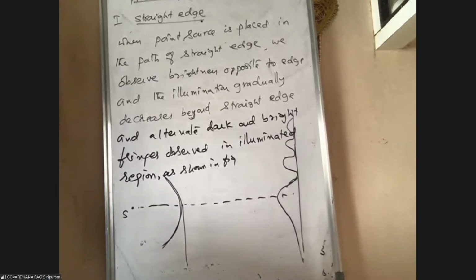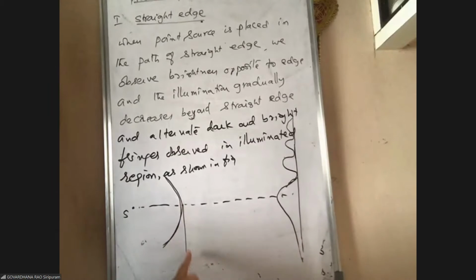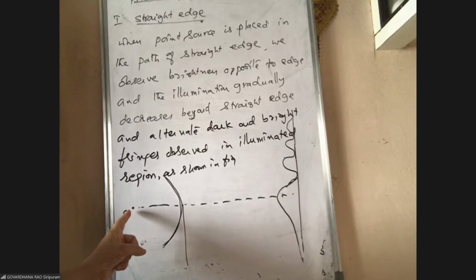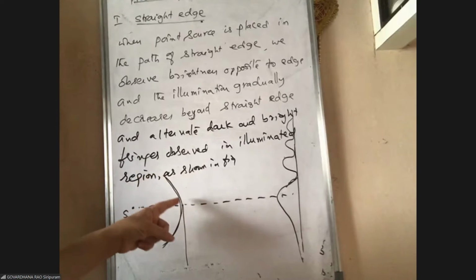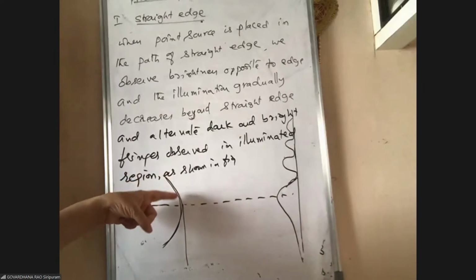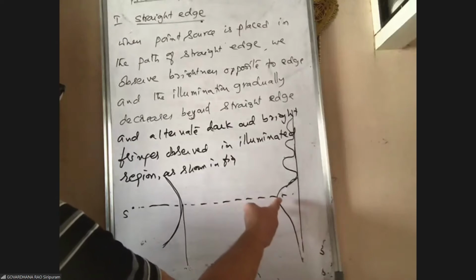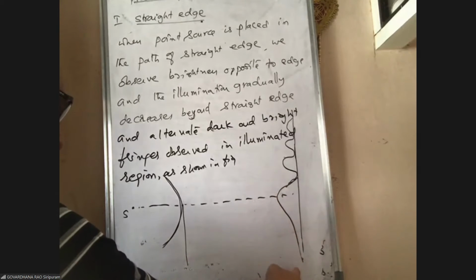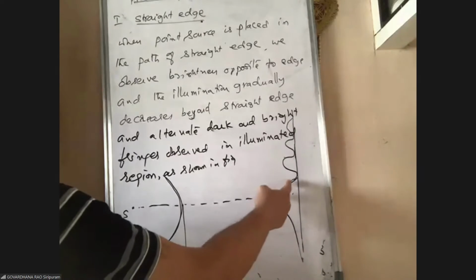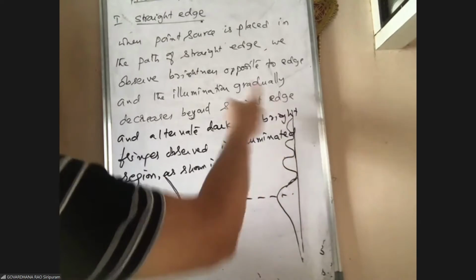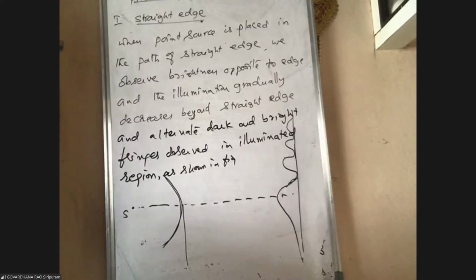Now, what he is telling: this is like a pencil or pen, something, a point source. Light coming from the point source is incident on the straight edge. This is the spherical wavefront. When the spherical wavefront is striking the straight edge, what happens exactly opposite to that? Intensity of light gradually decreases like this, and alternate bright and dark fringes are observed like this. So this is actually the practical observation.